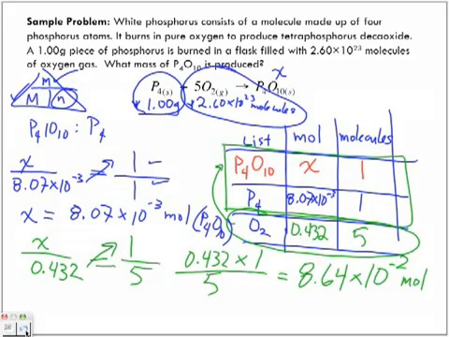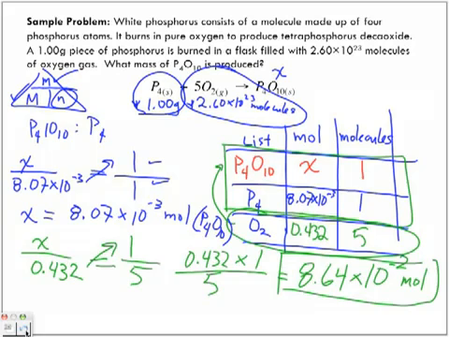Now, which one is the bigger number? The oxygen is the bigger number. So, which one is the limiting reactant? The phosphorus is the limiting reactant. So now it says, what mass of P4O10 is actually produced? Well, what do you do now?